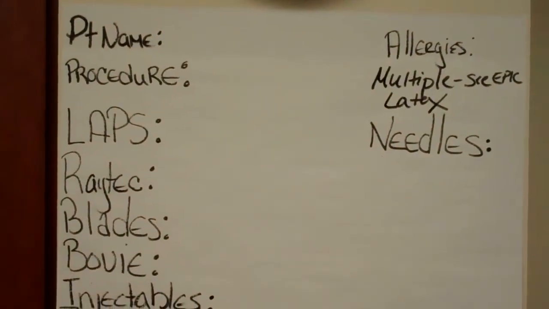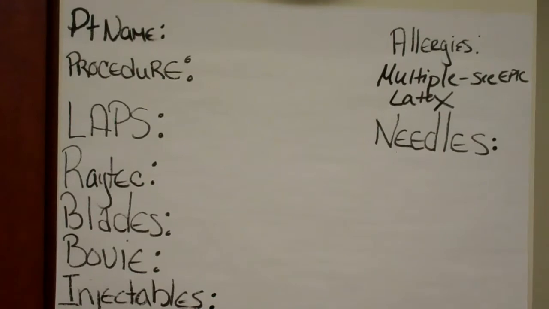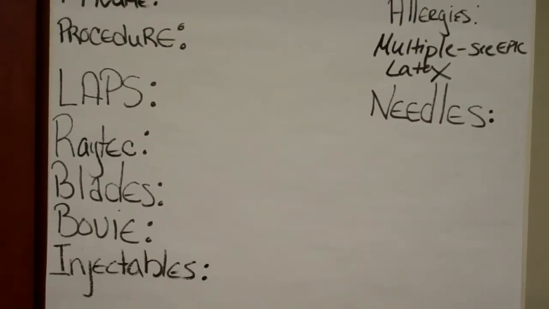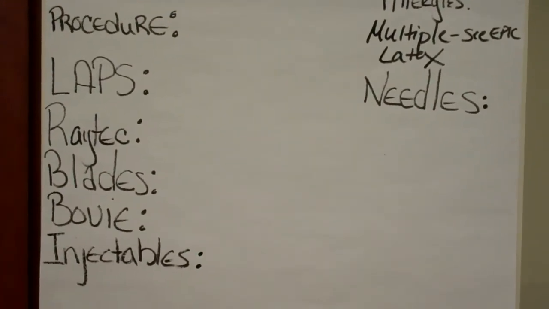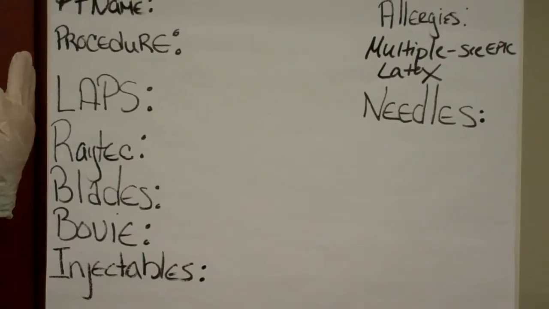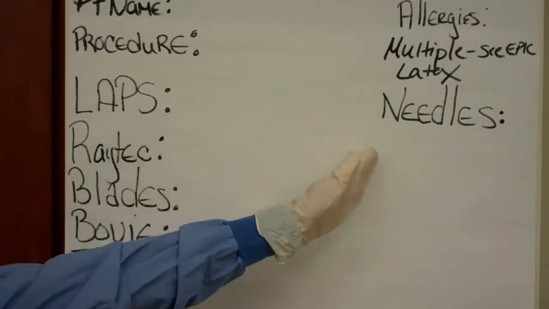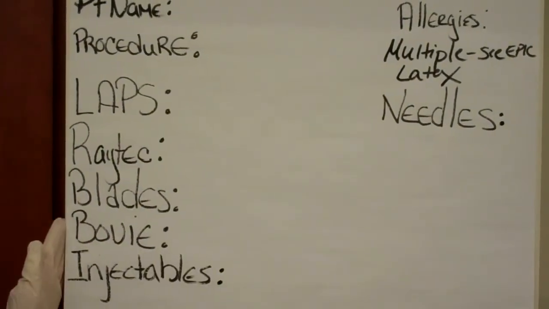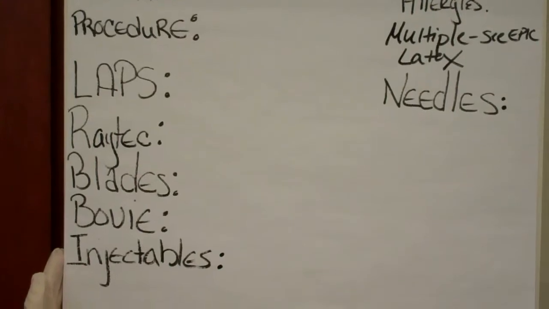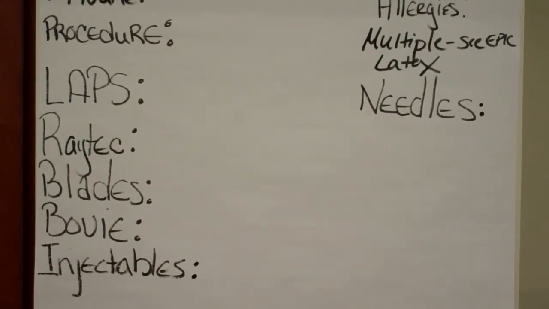Step 2. For all areas where procedures are performed that involve items such as sharps or sponges or any other items that should be counted according to policy 854, the order of information to be placed on your whiteboard is laps, Raytech, needles, blades, bovie tips, and injectables. All these items should be placed on the whiteboard as a permanent line item.